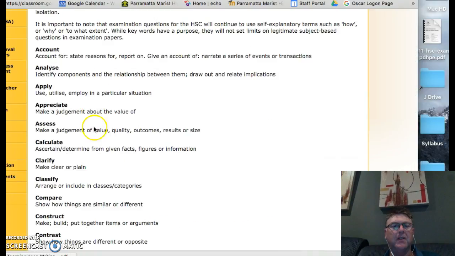If we look at the key terms, analyse is to identify the components and the relationship between them, draw out and relate implications. So it's not just listing, you need to look at the relationship between things and be able to make some judgments about the relationship that exists between these issues.